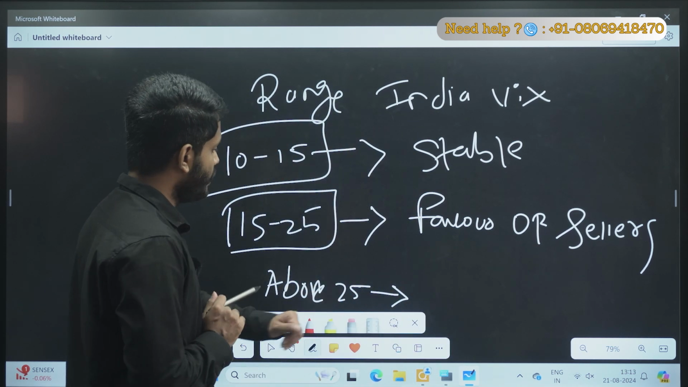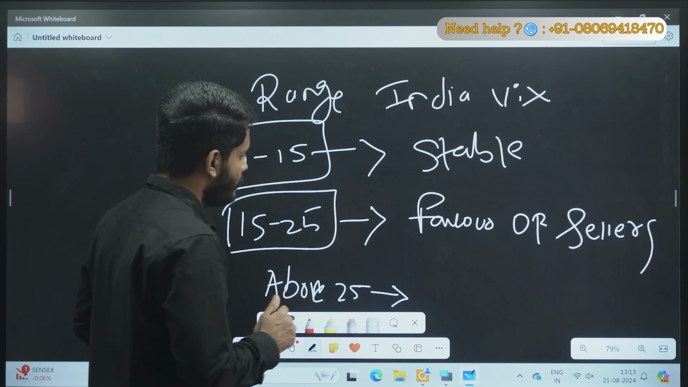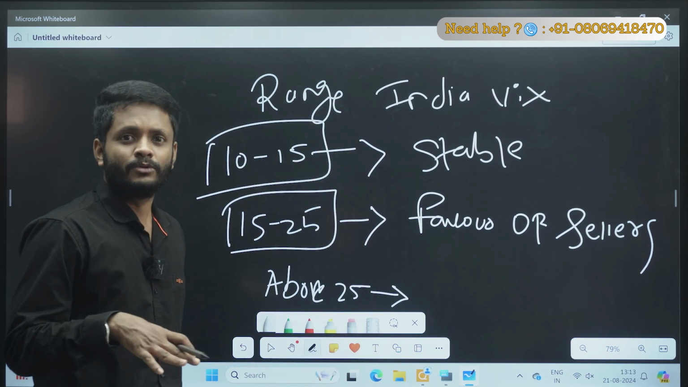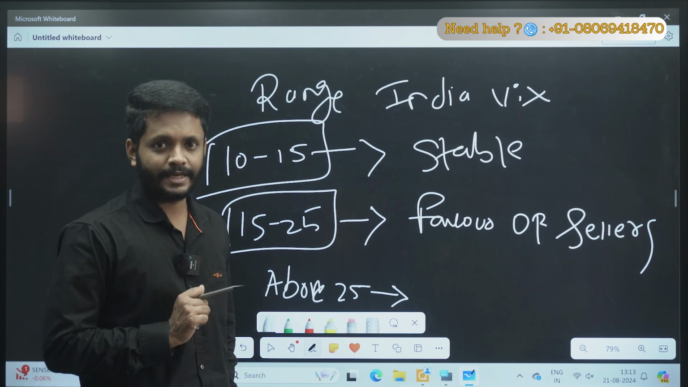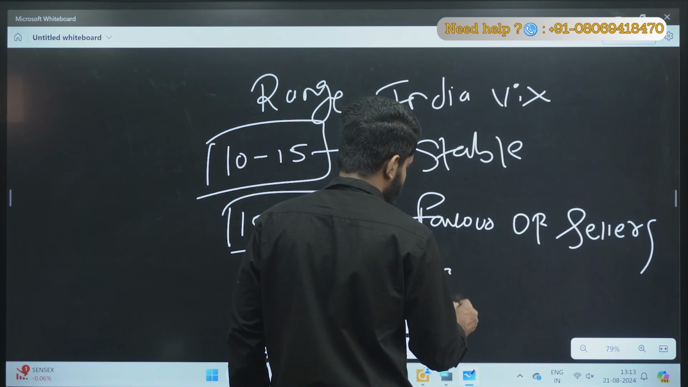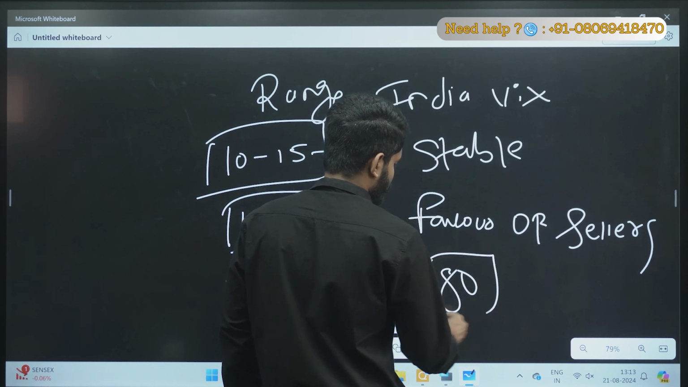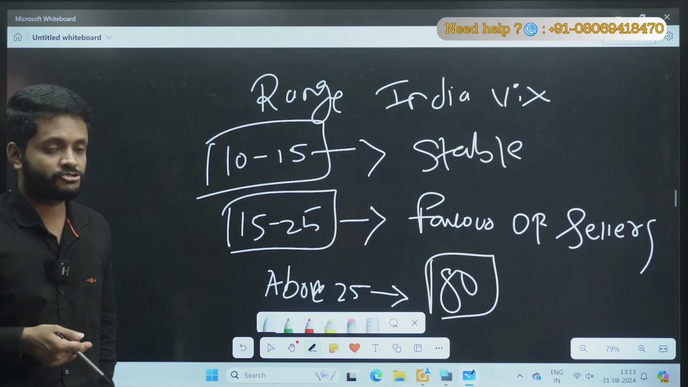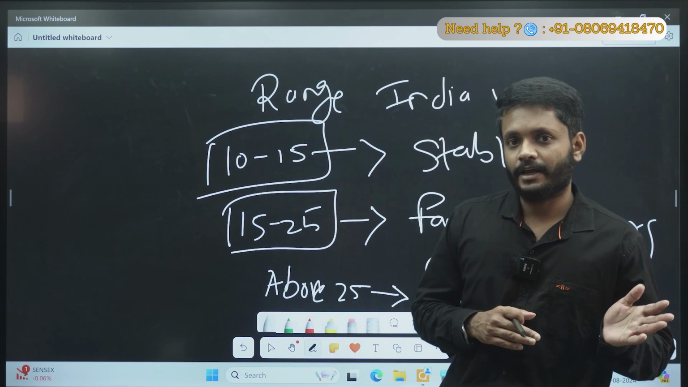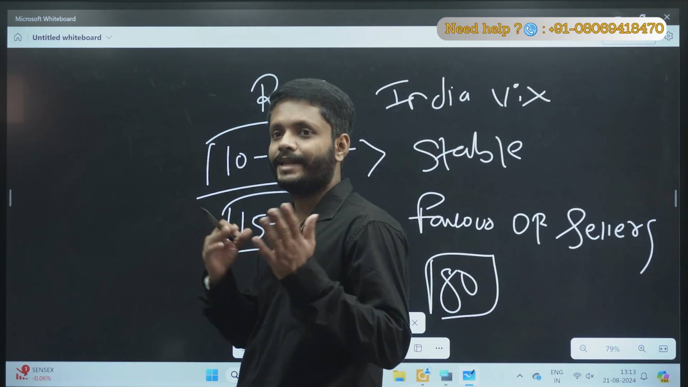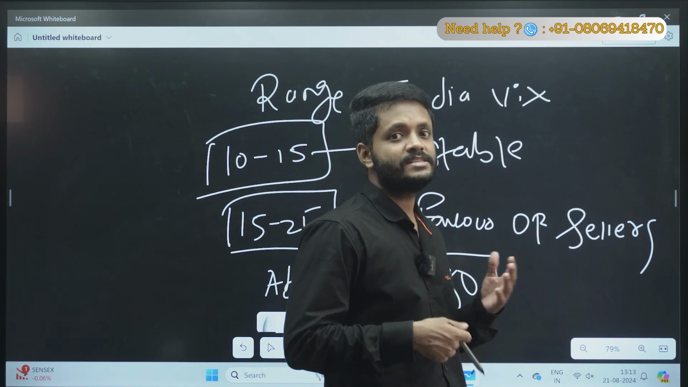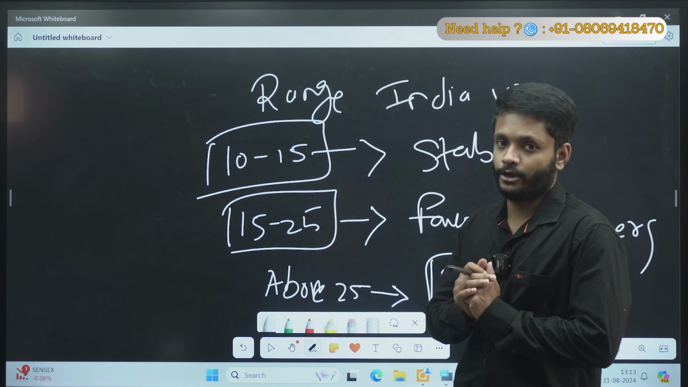If you see during corona times, the market crashed from 12,800 to approximately 7,500 levels, correct? Why so? Because at that point in time India VIX touched around 80. That was an extremely high volatility environment. So whenever it is a rising volatility environment, it is always preferred that you go and sell options instead of buying any kind of option.